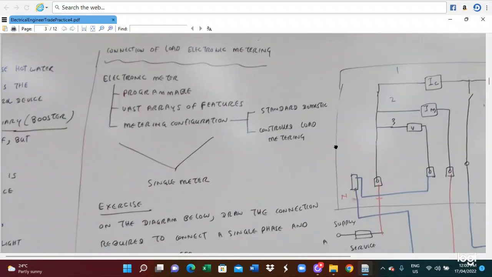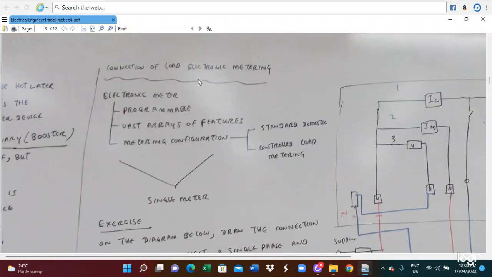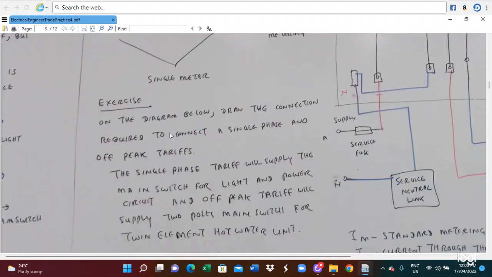So here we can see the connection of the electronic metering. The electronic meter is programmable. This is also the bus array of the feature and the metering configuration. So this is the standard domestic controlled metering system. In this case, this is the line diagram.